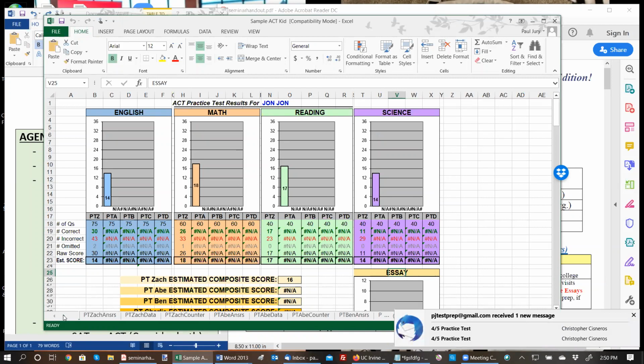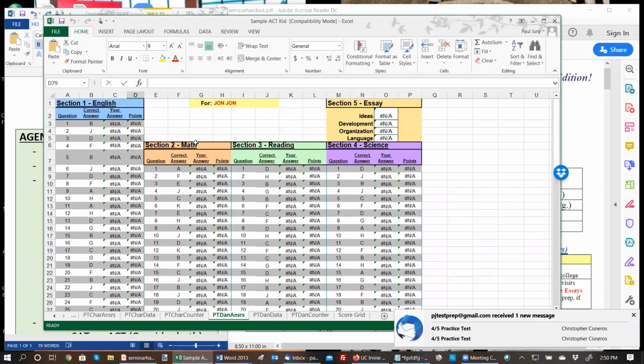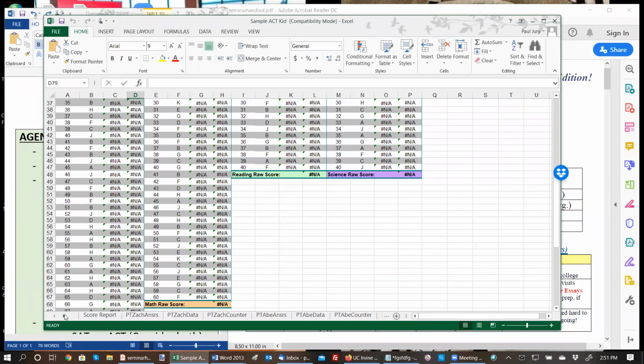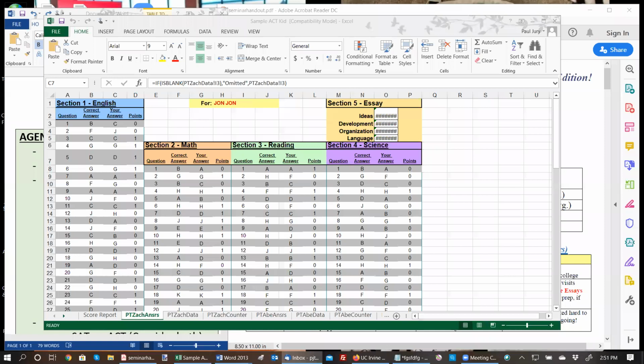Now, as I said, this is your main page here, but you're also going to want to look at the tab that's further to the right. It's called Practice Test Dan Answers. Now, this particular student didn't take Practice Test Dan, so they don't have any data here. He took Charlie, so I'm going to go look at that one. But basically, you just want to find the answer key of what you answered. And this, frankly, is a much more interesting thing than the data page here.